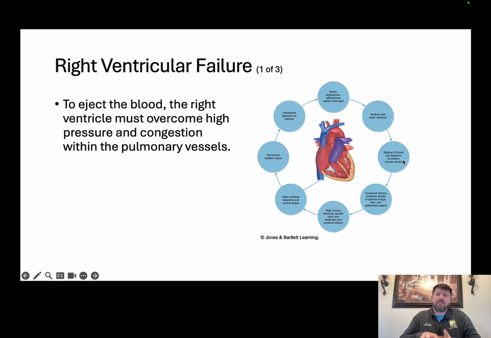Now you have backup of blood into the systemic circulation. So now you're going to have blood backing up into the vena cava. It's going to move up into the jugular vein. This is where you're going to see jugular vein distension. You're also going to start seeing dependent edema in the lower extremities as well. Increased venous pressure results in edema in the legs, liver, and abdominal organs. High venous pressure causes the neck vein distension and cerebral edema. The right ventricle weakens and cannot empty. Decreased cardiac output, decreased perfusion to the kidneys, and the circle keeps moving around.